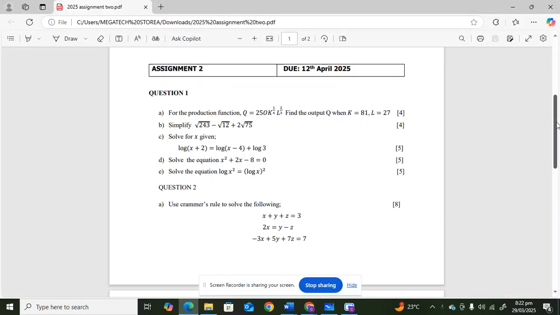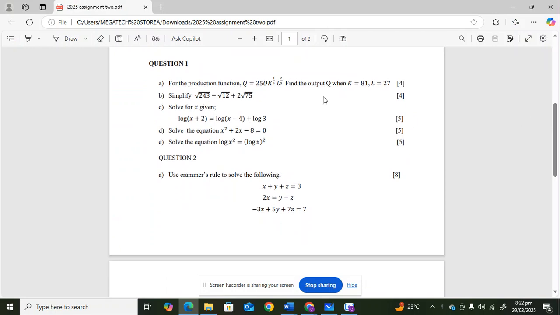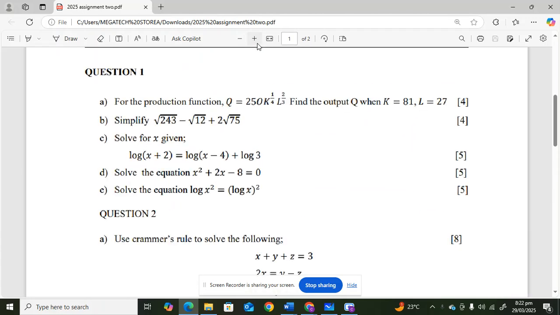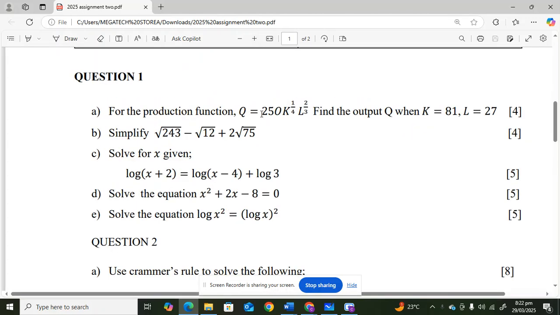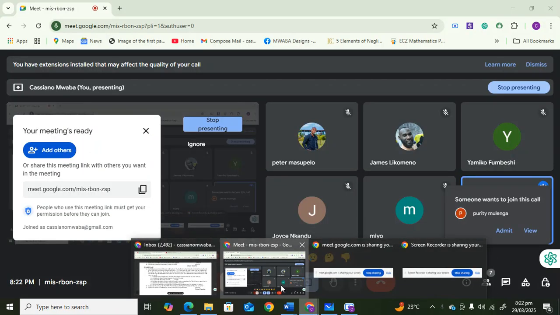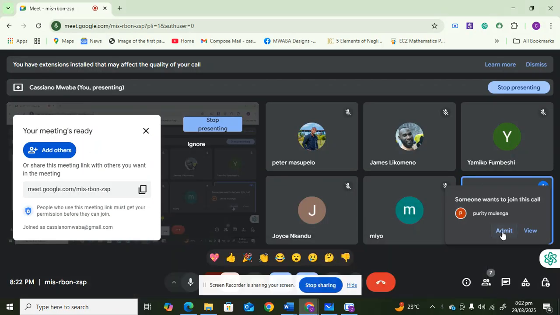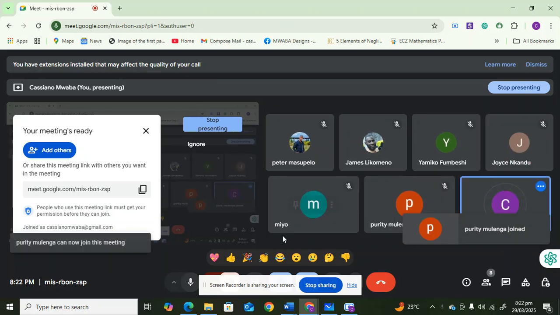Okay, so we have a question here. Question one says, for the production function Q equals 250 K to the power 1 over 4 L to the power 2 over 3, find the output when K equals 81 and L equals 27. So this production function is taken from economics.